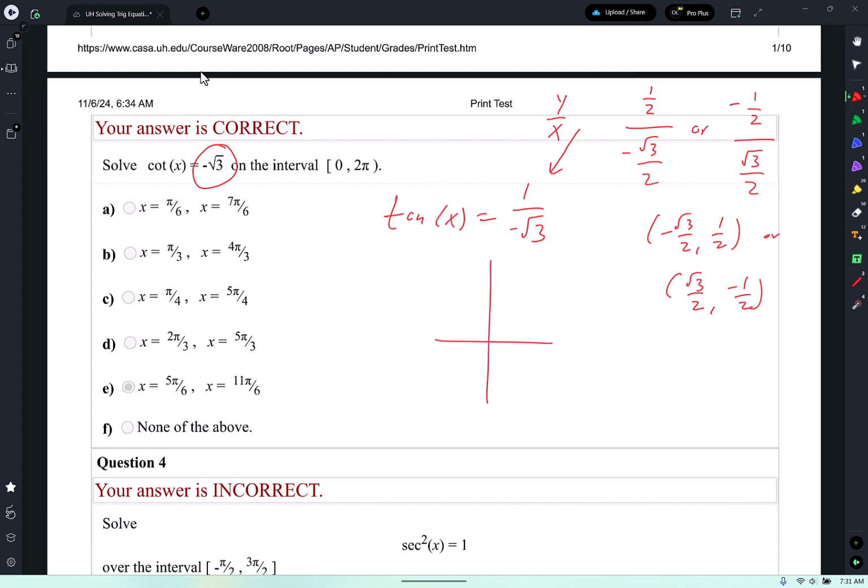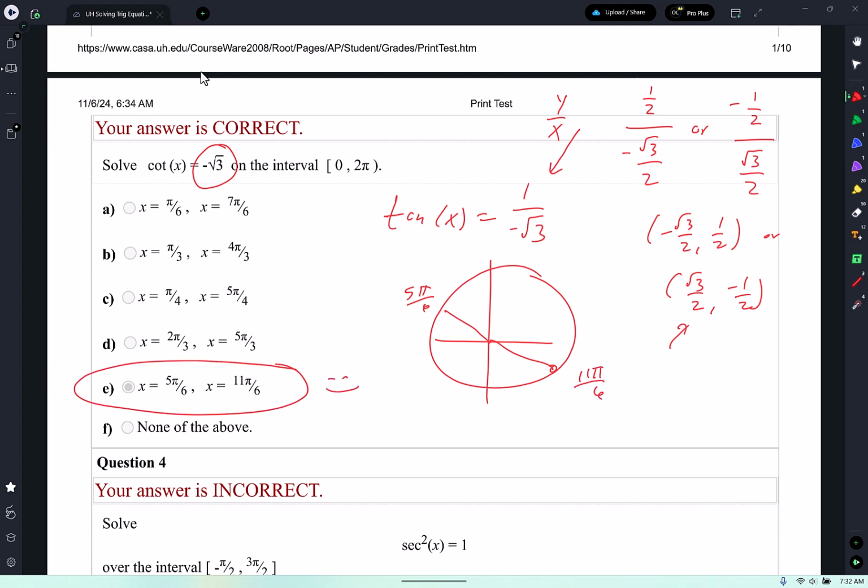On the unit circle, this situation happens here. That's 5 pi over 6. And then this situation happens in quadrant 4 there, and that's 11 pi over 6. So look for that. And this individual got it correct. And let's keep going.